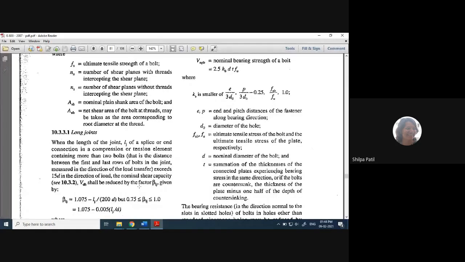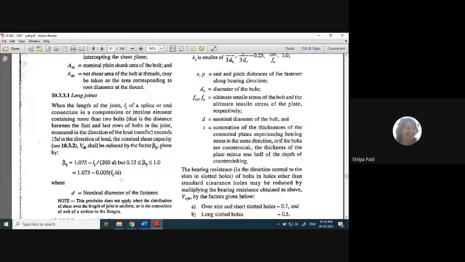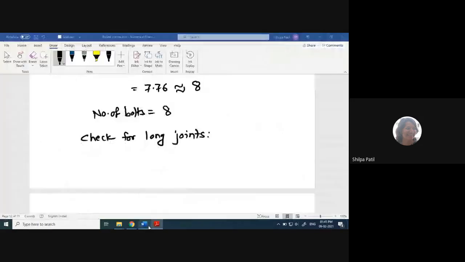But here now, for the calculation of bolt value, we have considered shear capacity only because that is the smaller value. And this value is going to be reduced further if our joint becomes long. So this check is necessary now. What is the criteria? If the length of the joint is greater than 15 times d, then and only then we have to reduce the shear capacity. So let us check that.